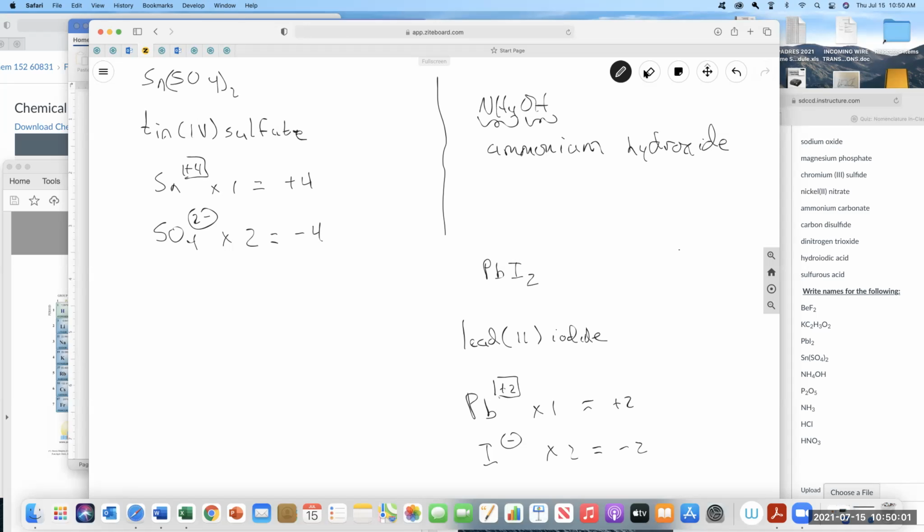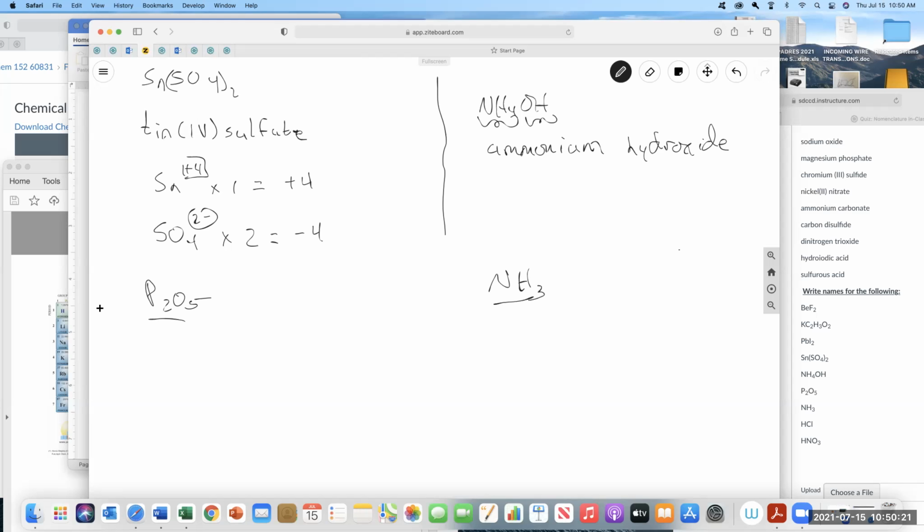Okay, let's do the next couple. So you see that first step, what kind of compound is this? It's huge. Got to know that first step. Okay, so P2O5. And then the next one is NH3.